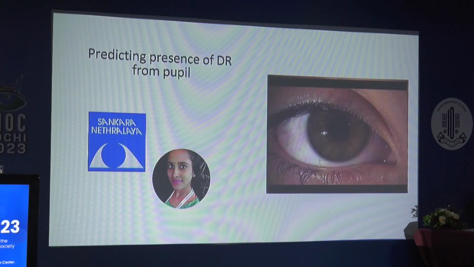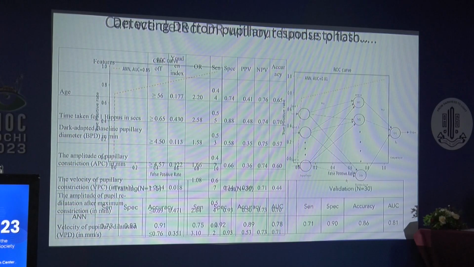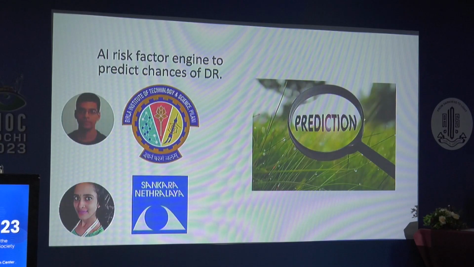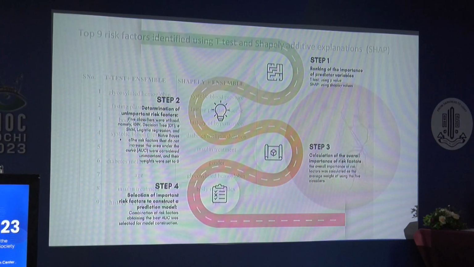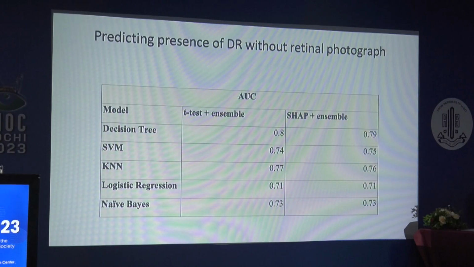Then they say that there is a predictive presence. By just looking at the pupil, you could predict whether the patient has diabetic retinopathy or not. This is again something new that is happening, and we will know more as time goes by. A lot of work is being done between Shankar Nethralaya and Google, with good predictive value. So I will not take your time. This is just to show you his presentation.